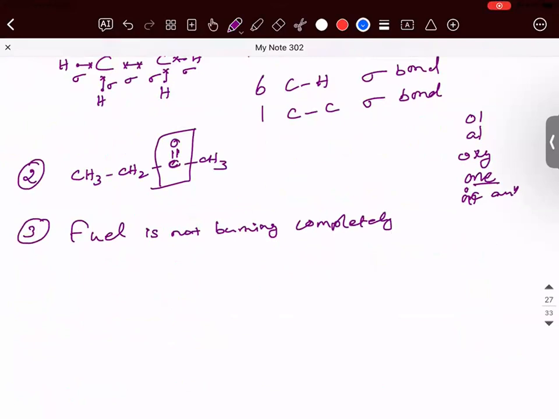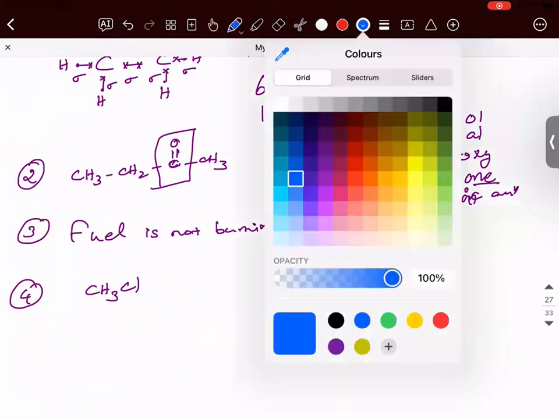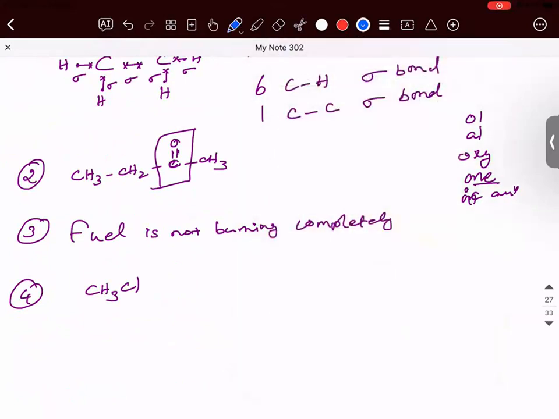And then fourth one, explain the nature of covalent bond using the bond formation of methyl chloride, CH3Cl. First you should know the valency of each atom. Okay, for carbon, atomic number 6: 1s2, 2s2, 2p2. So the valence is 4. Correct? You have to take only this.